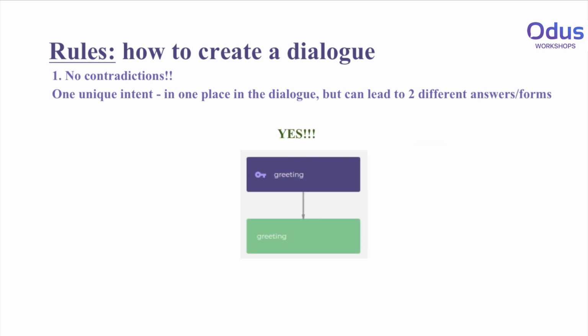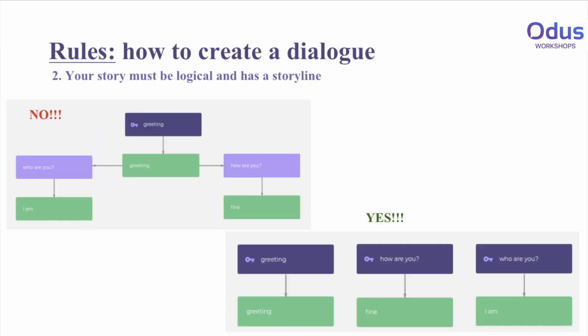In general, the right way to create a dialogue is like this: to have an intent with a single meaning and to have a single answer to this intent. The rule number 2 here is that your story must be logical and must have a storyline.